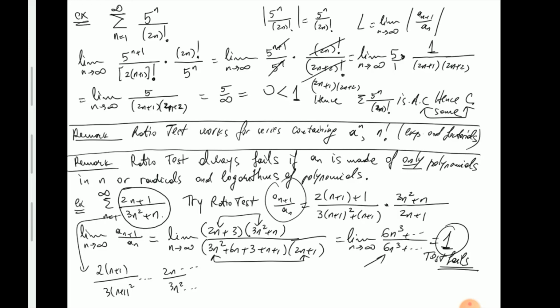And the same is going to be true for logarithms of polynomials. Again, if I have, let's say, ln of n, and I compare it with ln of n plus 1, when I put them together into a limit, a ratio like this is going to approach 1. You could do a quick L'Hopital's rule, and the ratio test fails. So then what do you do in this case?